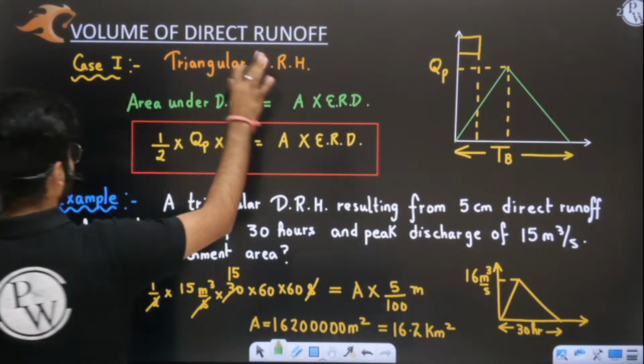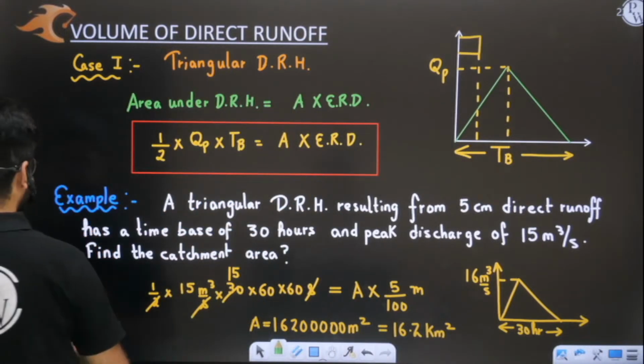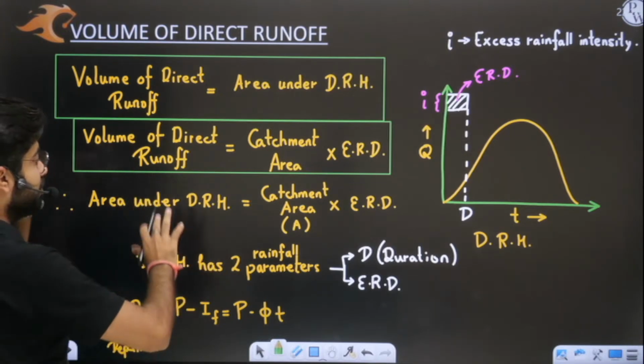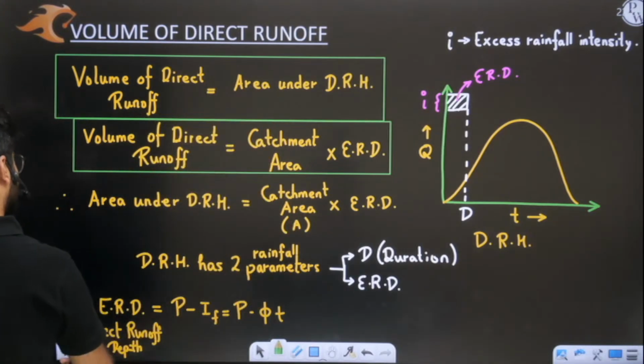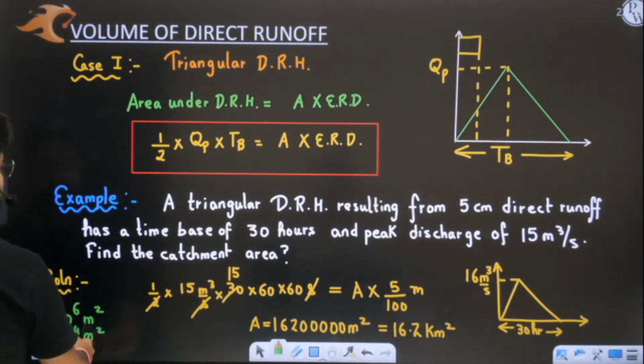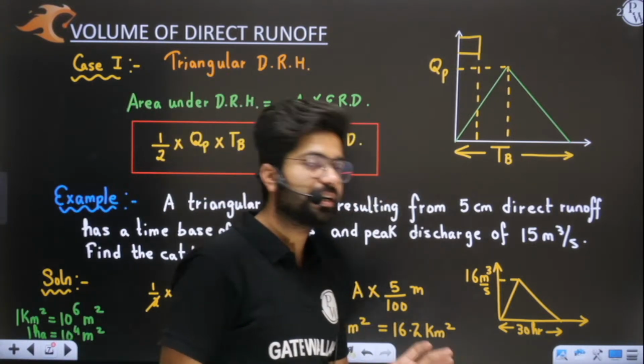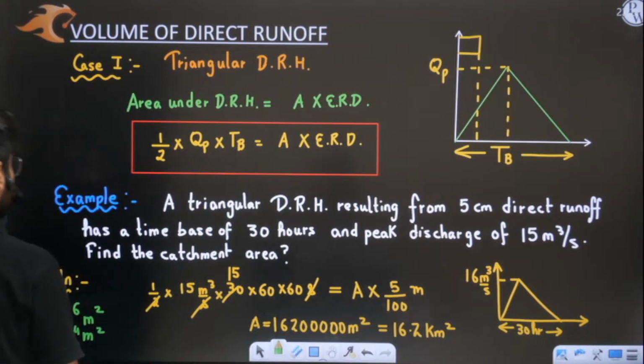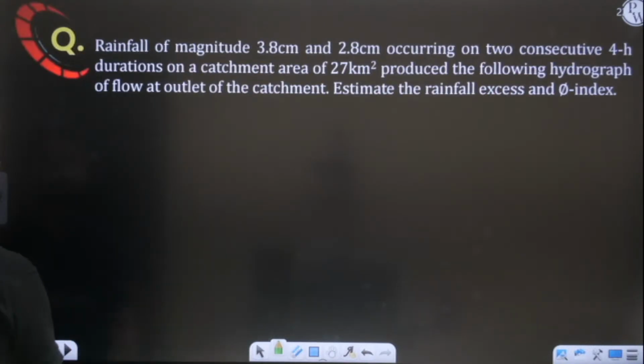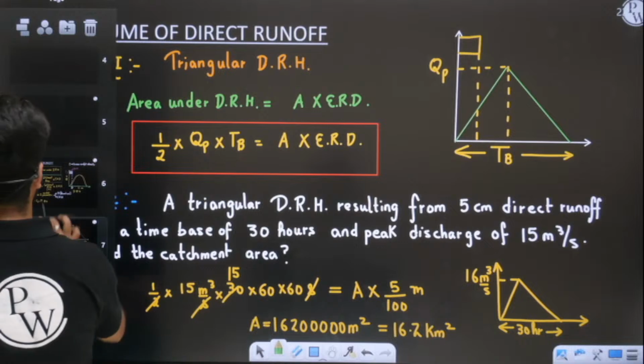Now this was your case 1. Now we will apply the same concept. We have this concept of volume of direct runoff. Now we will apply it in case 2. So case 1 is clear. Everyone kindly comment yes or no. Is case 1 clear to you? Everyone kindly comment yes. Then we'll move on to case 2.